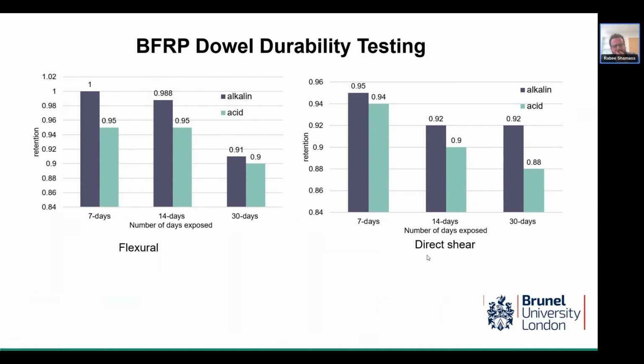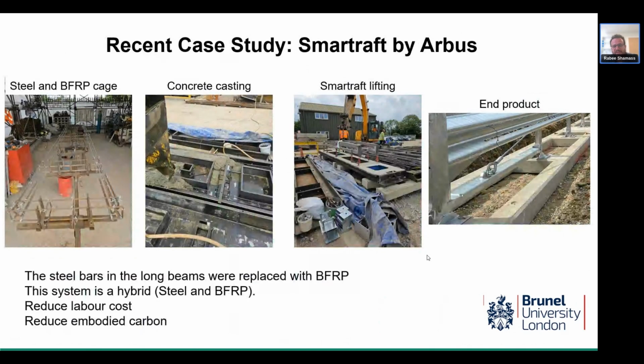Now, for a successful case study which was recently conducted, Smart Raft by Airbus. Because of the testing being carried out, as a successful story, the client was able to achieve sufficient data to develop a Eurocode compliant design approach to design Smart Raft for Airbus. Now you can see the company specified the end product, which is basically an offsite prefabricated modular concrete foundation for barrier installation. And here is showing the steps that were conducted. First, you see the steel and BFRP cages, where the steel was replaced by BFRP in the long beam. And it is a hybrid system.